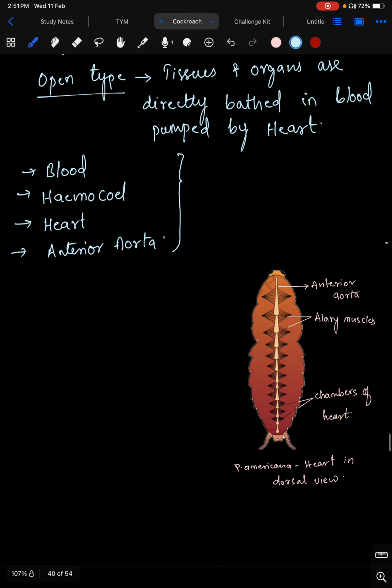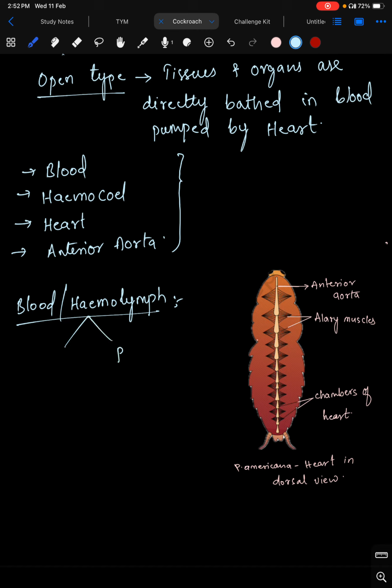So first we will see the blood. What is blood? Here the blood of the cockroach is also known as the hemolymph. This blood consists of plasma, which is a colorless liquid. As in human beings, where plasma is pale yellow and is the liquid part of the blood. And apart from that, it consists of the hemocytes.